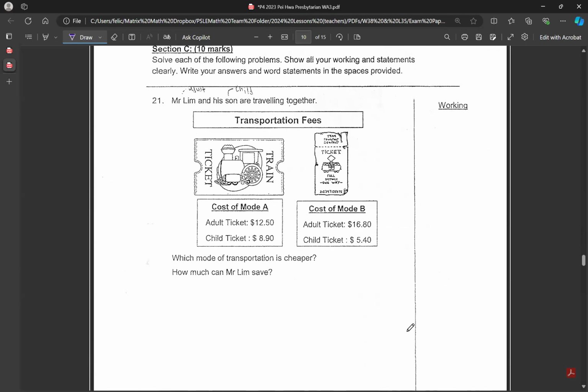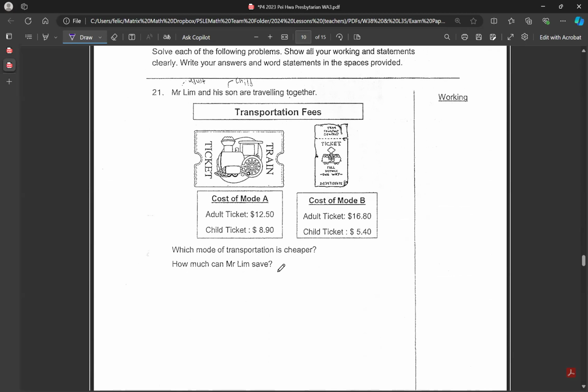Okay, question 21. Mr. Lim and his child are traveling together. Which mode of transportation is cheaper? How much can he save? So you have mode A transport, mode B transport. For this case, we should calculate the 2 different modes. Let's do mode A on the left-hand side, mode B on the right-hand side. This is how we organize the workings. Calculate how much he will be spending if he uses mode A versus mode B.